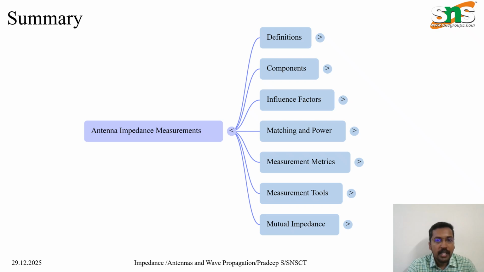To summarize, impedance measurement is essential for efficient antenna design and operation. Important concepts include self-impedance, driving point impedance, VSWR, impedance matching, and mutual coupling. Modern instruments such as vector network analyzers provide accurate and automated measurements. Proper impedance measurement ensures maximum power transfer and reliable antenna parameters.